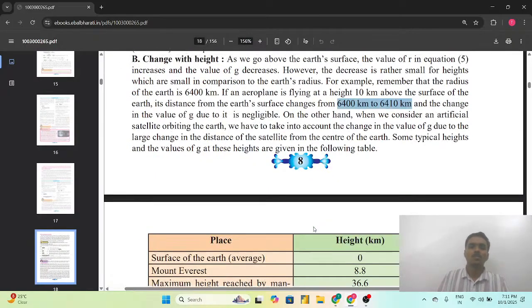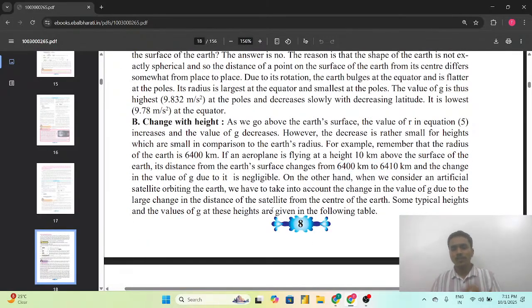So here, a lot has been given. A simple meaning: the radius of the earth is 6,400 kilometers. So here we have one situation: suppose an aeroplane is flying at a height of 10 kilometers above the surface of the earth. What will be the height of that aeroplane with respect to the earth's center? That will be 6,410 kilometers. That 10 kilometers gets added to the radius.